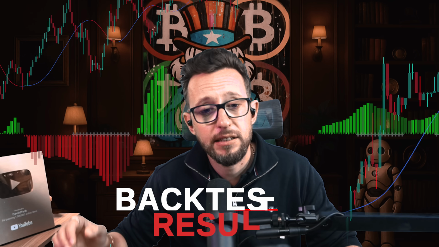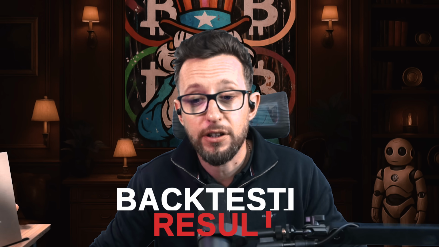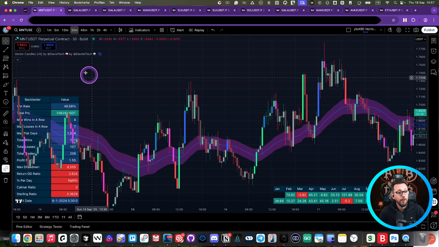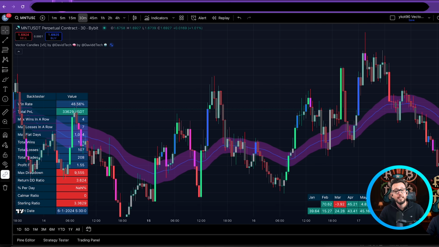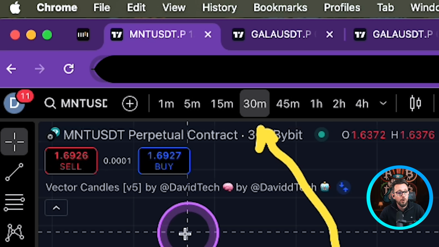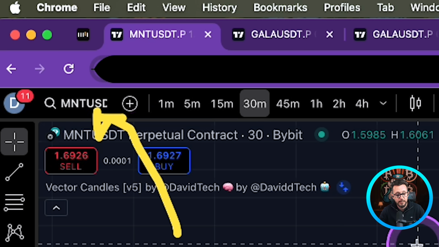Okay guys, the backtesting results are in. Let's go back over to the chart. We are on MNT. The wonderful members of the David Techh community have managed to find about 6 or 7 setups. So we're going to go through them very, very quickly one by one. We're on the 30-minute time frame on MNT USDT.